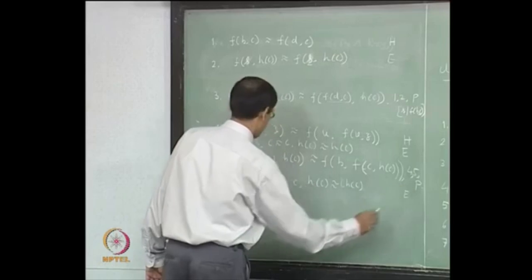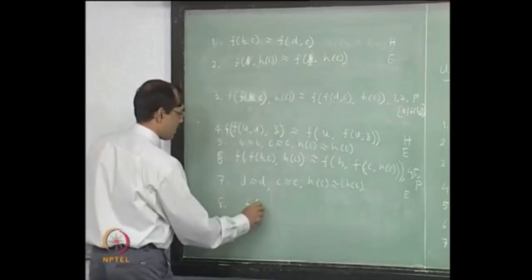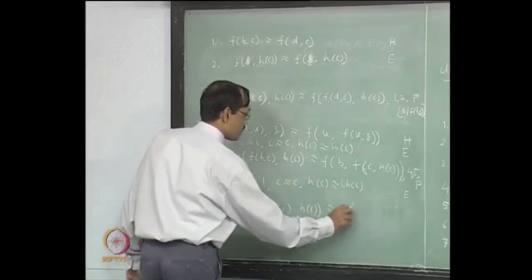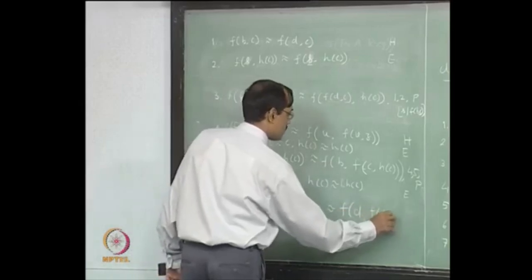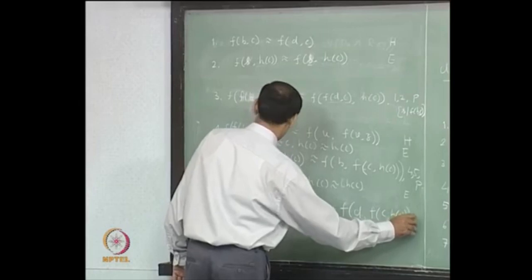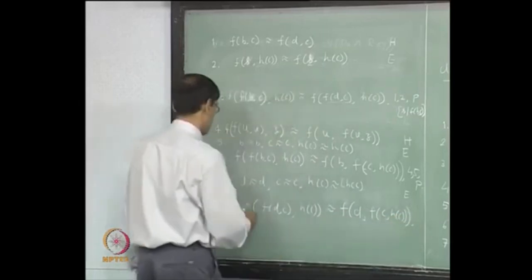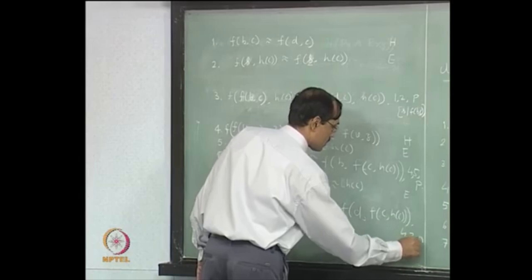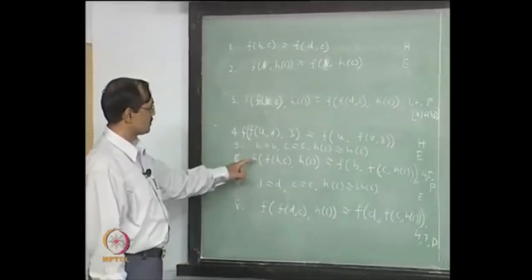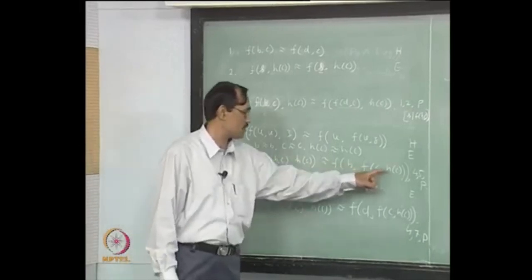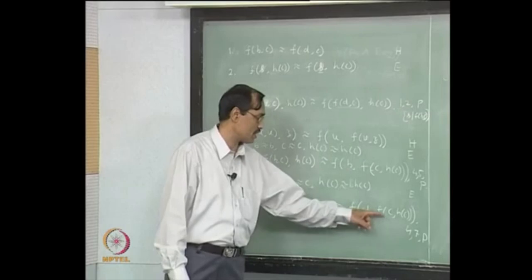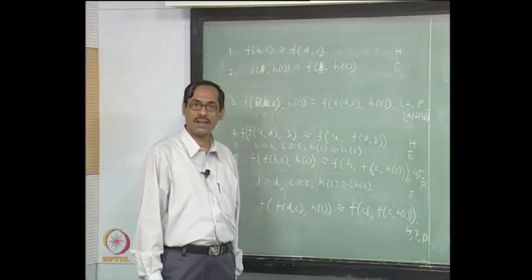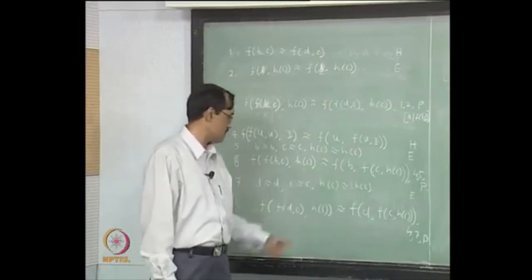Then 8 will be F of D C H C equal to F of D F of C H C. This is 7 and 4 again, right, 4, 7 paramodulation. What we have got? F of F B C H C equal to B F C H C, F of F D C H C equal to F D F C H C. From these 2, you wanted to conclude these 2 are equal, right. It is like X equal to Y.